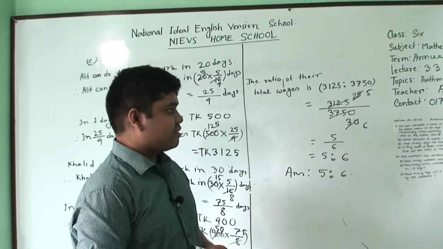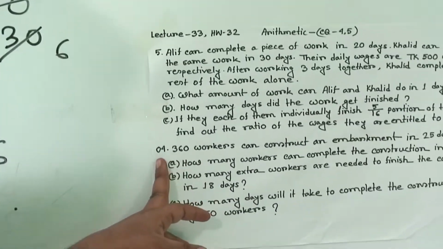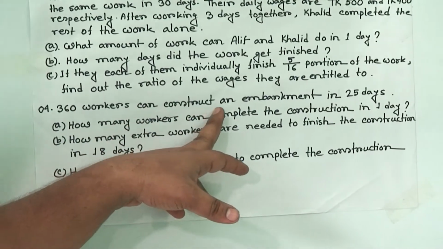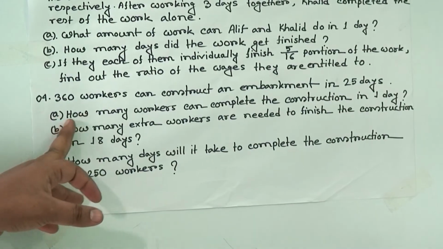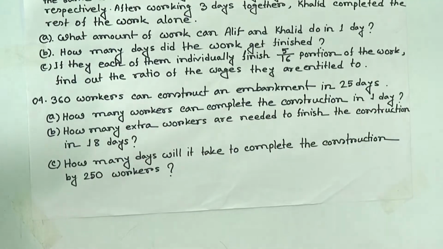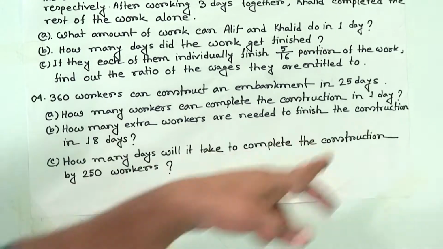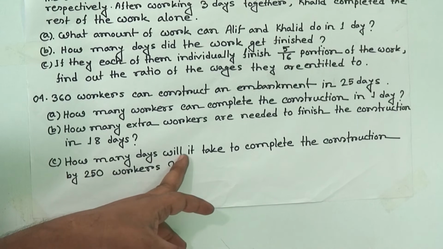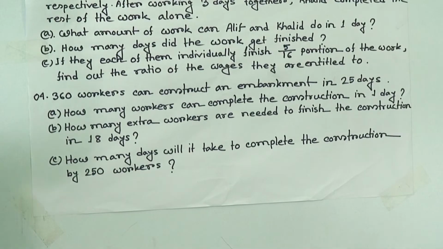So my dear student, this is our today's CW and question number 4 will be your SW. Here 360 workers can construct an embankment in 25 days. A. How many workers can complete the construction in 1 day? Question number B. How many extra workers are needed to finish the construction in 18 days? Question number C. How many days will it take to complete the construction by 250 workers?